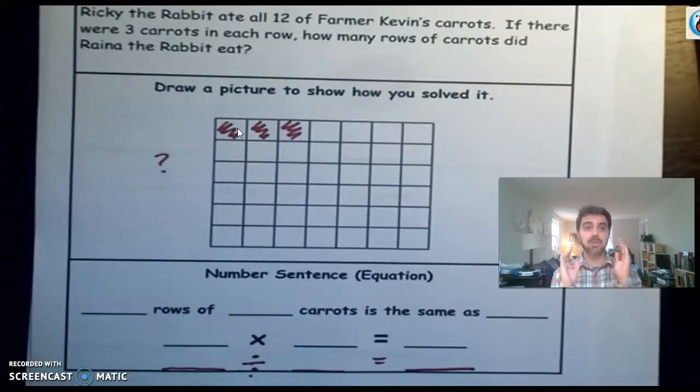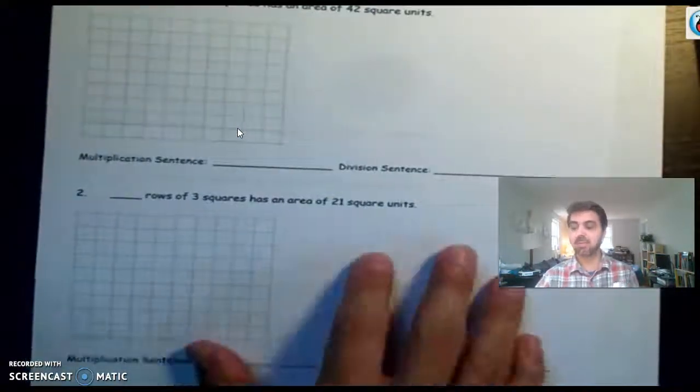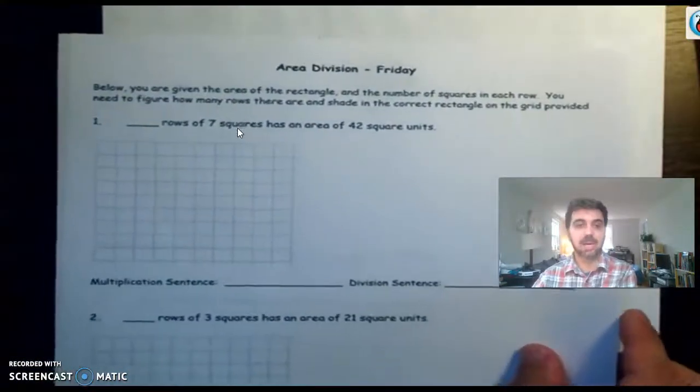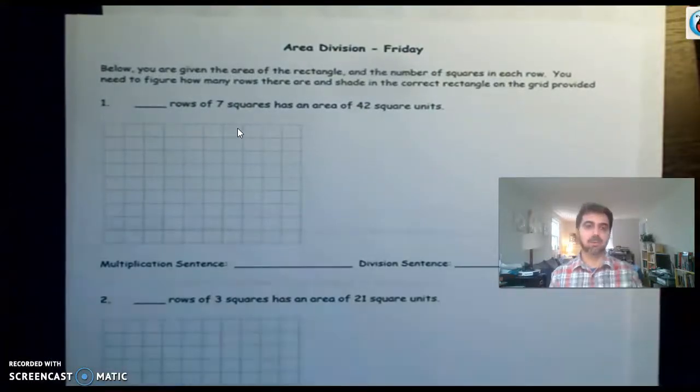So as usual, you can pause the video right now and work on your word problem, or you can continue with me right now and come back at the end. Okay, so here's your practice for dividing with area. All right, so it'll be similar to the word problem.